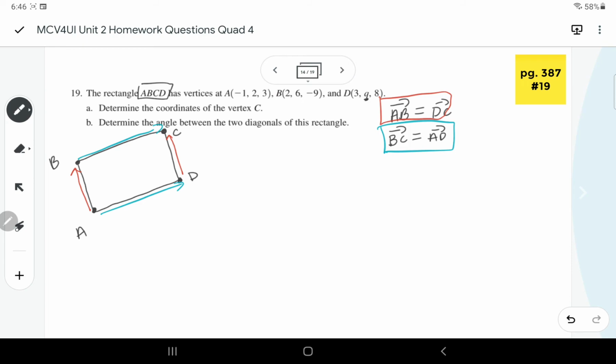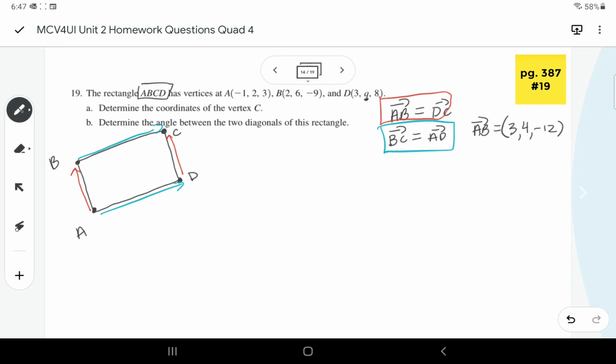So I could figure out, well, what's vector AB? And remember, subtract the end minus the start. So that's going to be 3, and 6 minus 2 is 4, and negative 9 minus 3 is negative 12. So I would know that vector DC would be equal to <3, 4, -12> as well. And that would help me just be able to find vertex C, pardon me. But I don't know the q value in D.